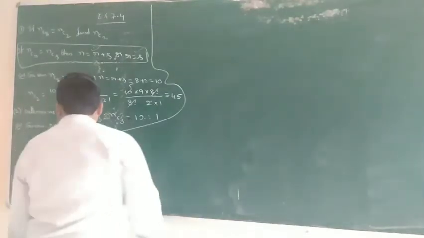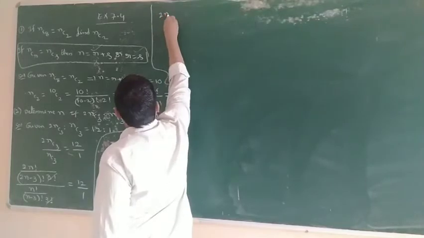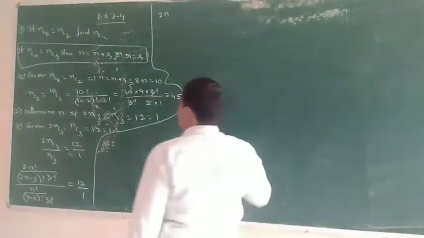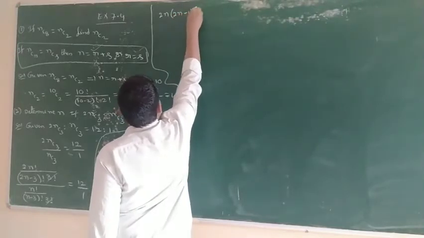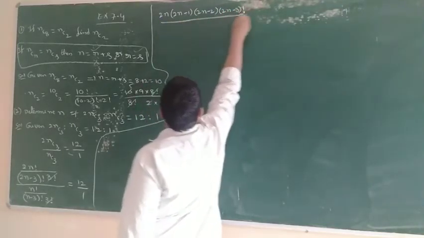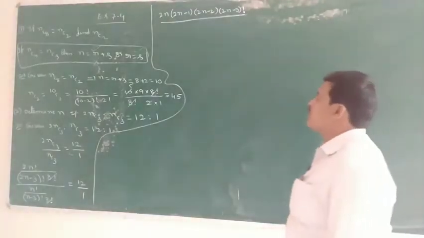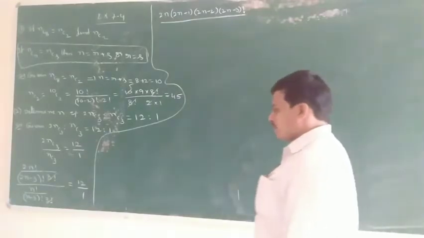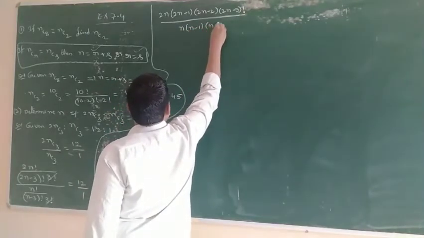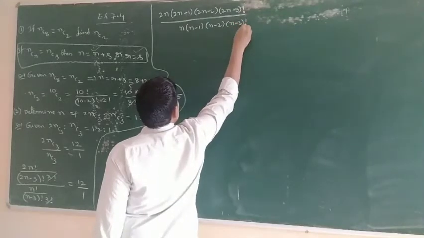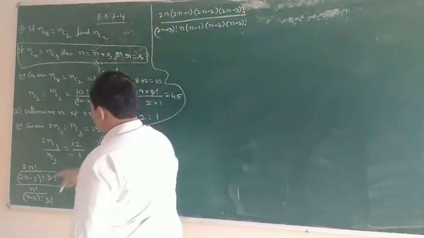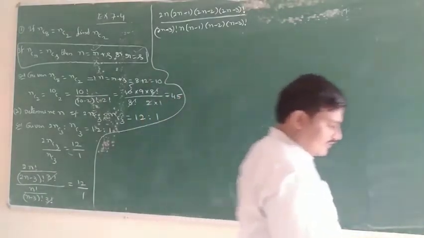Okay. So, 2n factorial is equal to 2n into 2n minus 1 into 2n minus 2 into 2n minus 3 factorial, by 2n minus 3 factorial. n factorial is equal to what? n into n minus 1 into n minus 2 into n minus 3 factorial, by n minus 3 factorial. 2n minus 3 factorial is common. Okay. Any doubt so far?